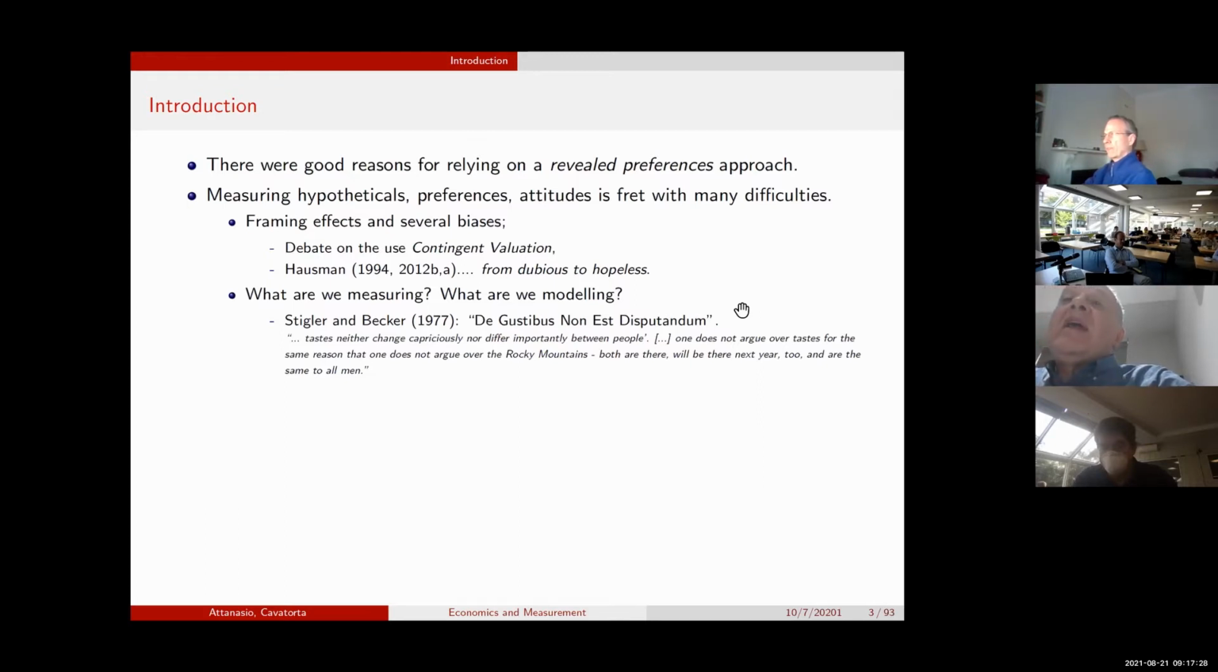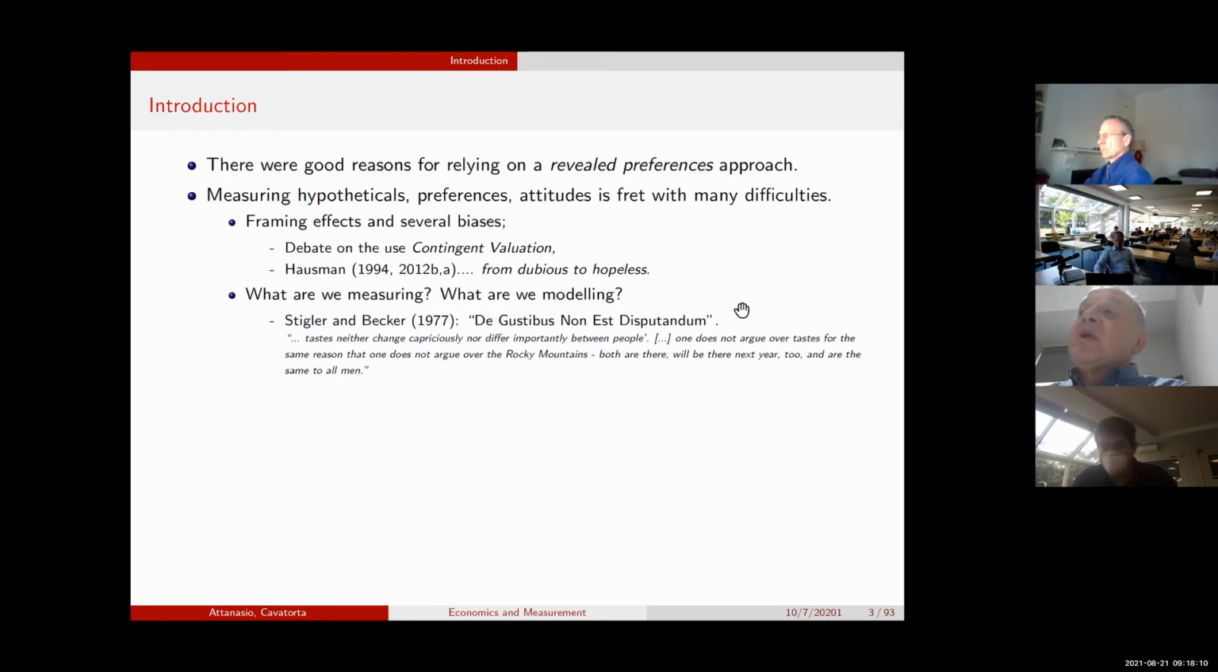And there are even stronger views. There is a paper in the AER by Gary Becker and George Stigler, published in 1977, with a very nice sounding Latin title, De Gustibus Non Est Disputandum. This is a quote from that paper where they say, tastes neither change capriciously nor differ importantly between people. This is an important point because the way heterogeneity is treated is important. And then they go on to say, one does not argue over tastes.